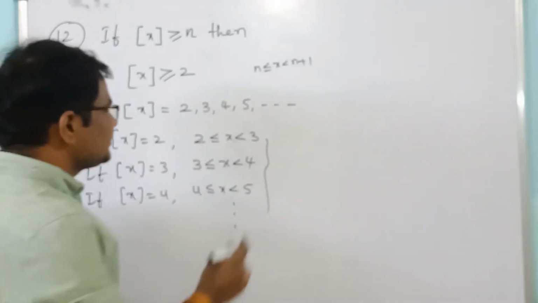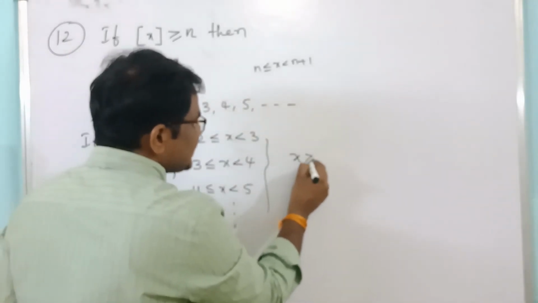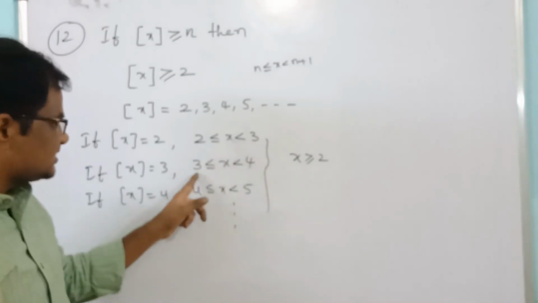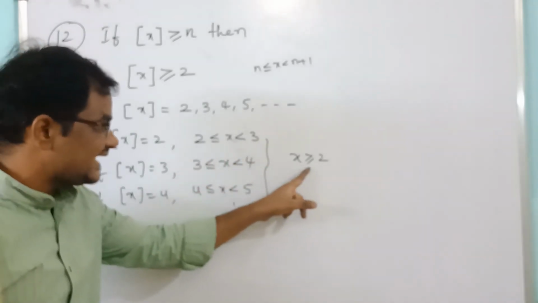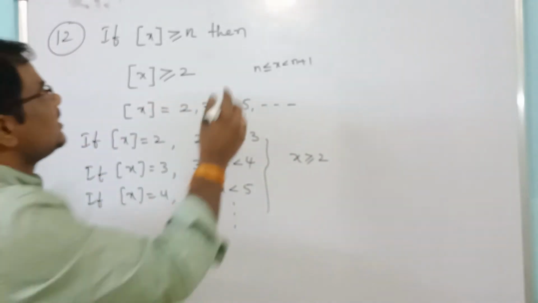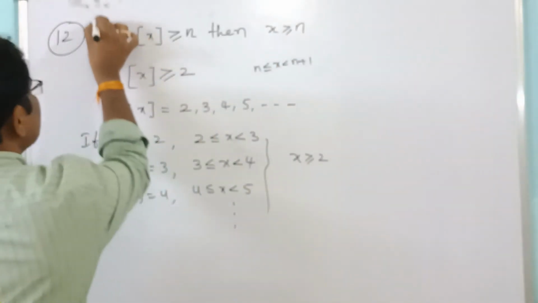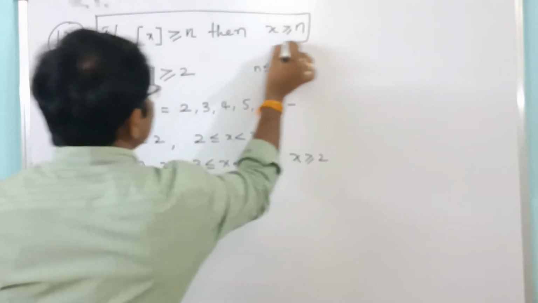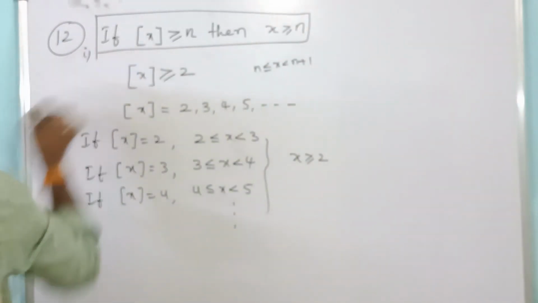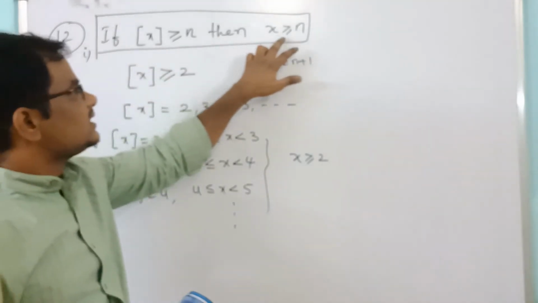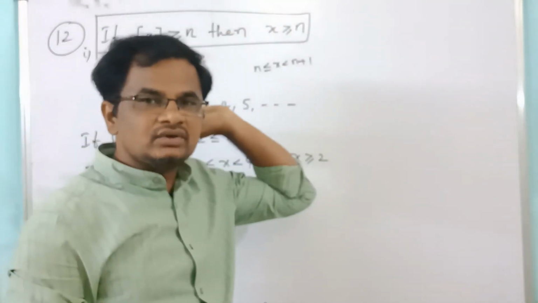What can we observe from these? Is x greater than or equal to 2 or not? 2 less than or equal to x less than 3, 3 less than or equal to x less than 4, so definitely x is greater than or equal to 2. Means x is greater than or equal to n. This is the important condition. So in this 12th property, this is the first one: if [x] is greater than or equal to n, then x is greater than or equal to n.